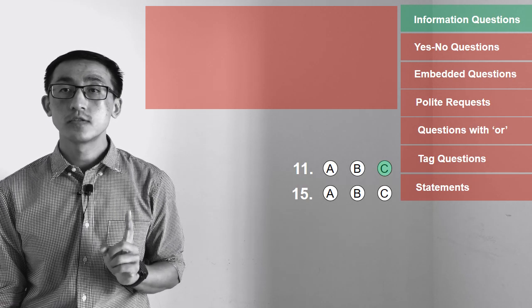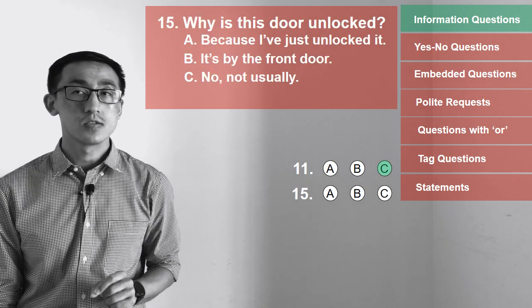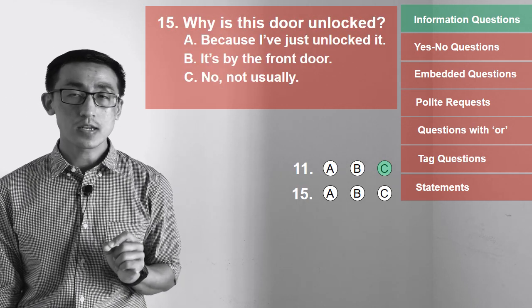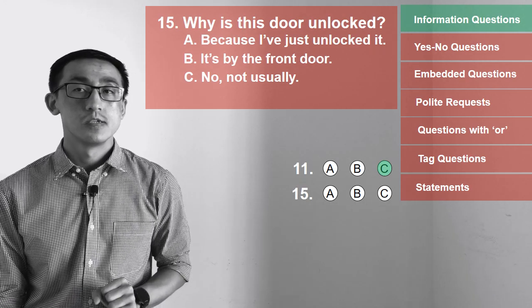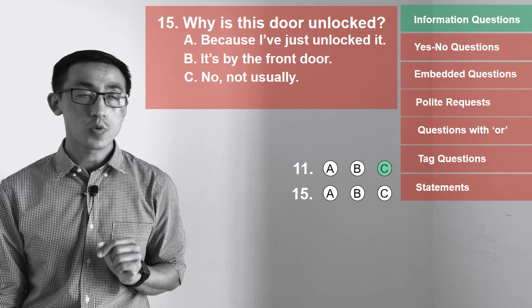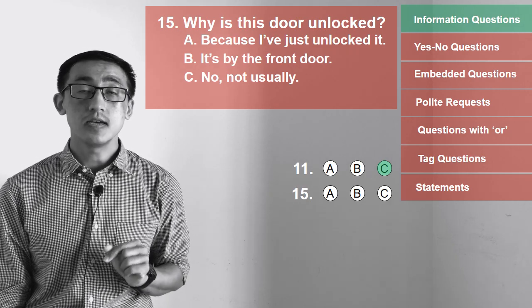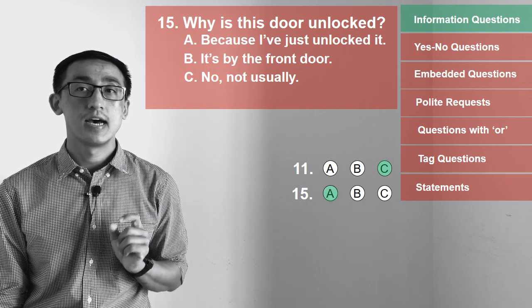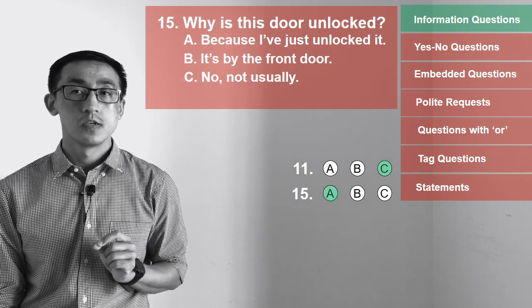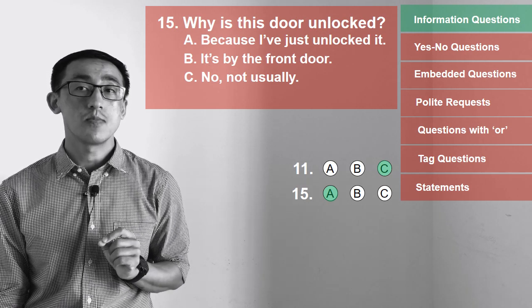Okay, let's look into the statement in the written form. So why is the door unlocked? So what kind of information are they looking for? They are looking for a reason. So based on the responses, which one do you think is the correct answer? So for this, the correct answer is statement A, because they are giving a reason. Because I have just unlocked it. So for question number 15, the answer is statement A.